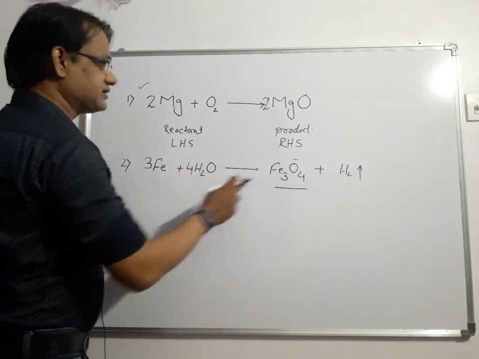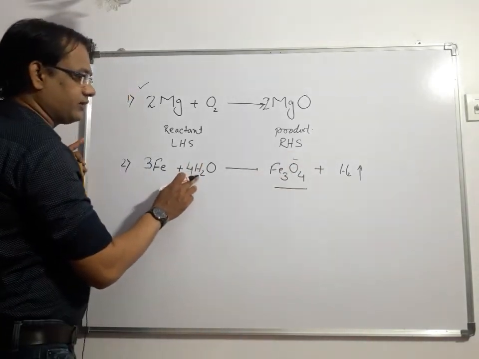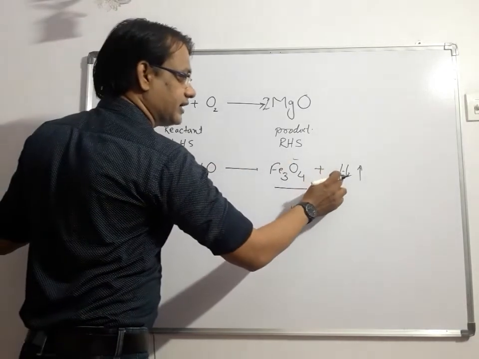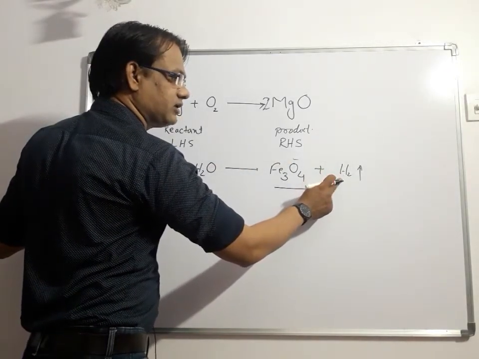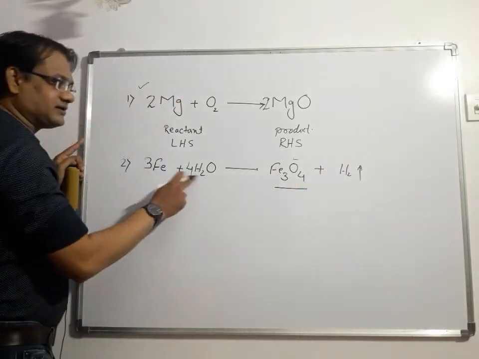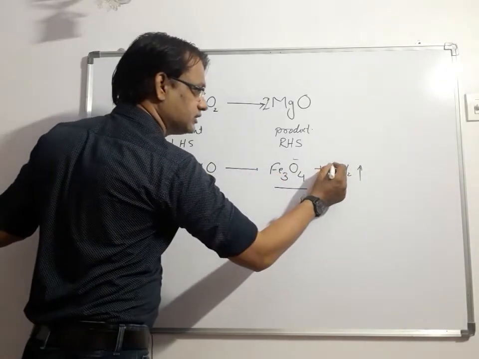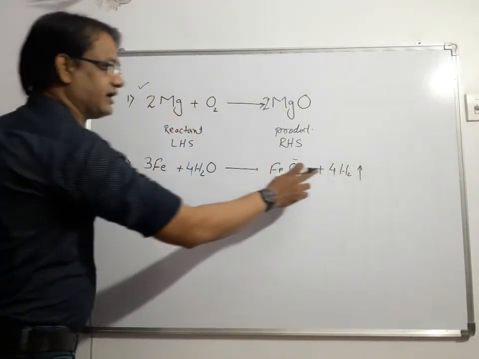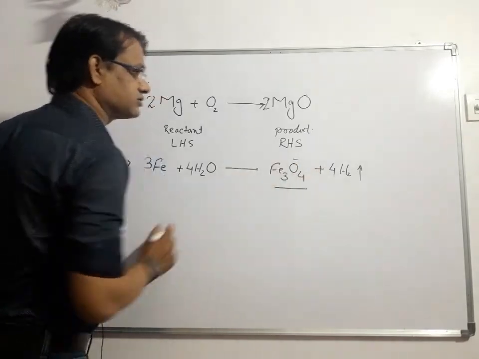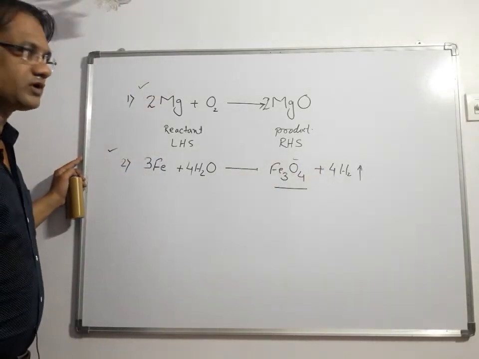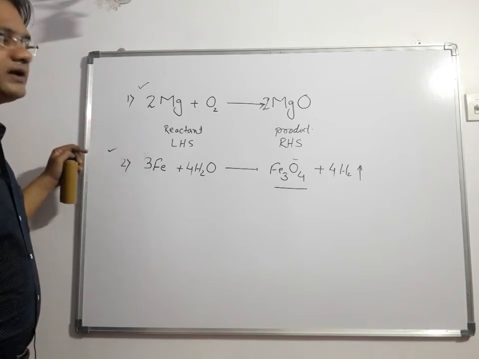Now what remains is hydrogen. Here 4 into 2, 8 hydrogen atoms are there. On the other side, one molecule of hydrogen means 2 hydrogen atoms. So to balance this hydrogen, I will put 4 in front of hydrogen. So the hydrogen will also balance. In this manner we can balance this equation also. So these are the 2 simple examples.